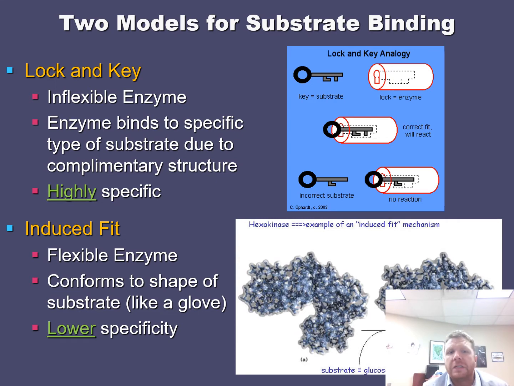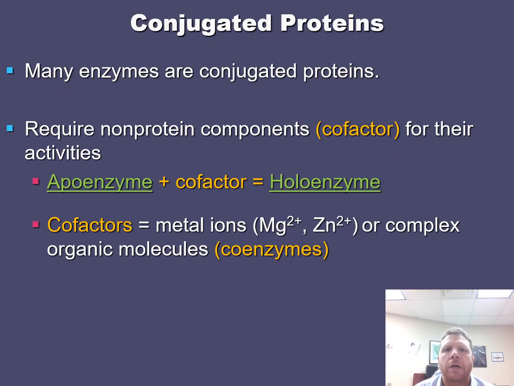The next model is an induced fit model, in which case the enzyme is fairly flexible and can contort itself to fit a range of different substrates. This is much lower in specificity, but it basically relies on the enzyme being able to change a little bit in order to match the shape of the substrate.